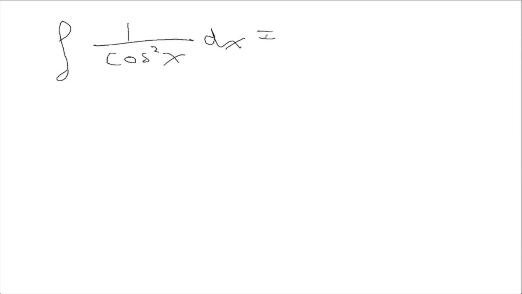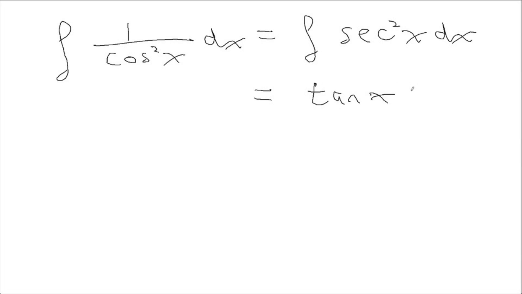So any ideas about how we might do this problem? You can rewrite this as the antiderivative of secant squared x with respect to x, and then take the antiderivative of secant squared x, and that's tangent x plus c. Okay, that's our answer then.